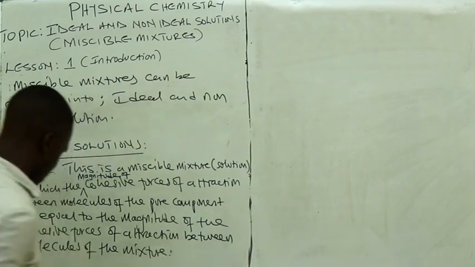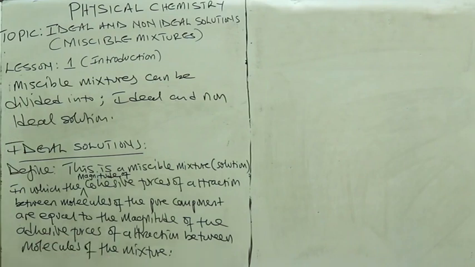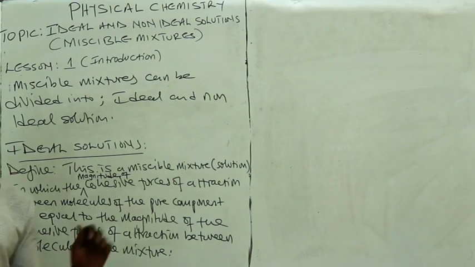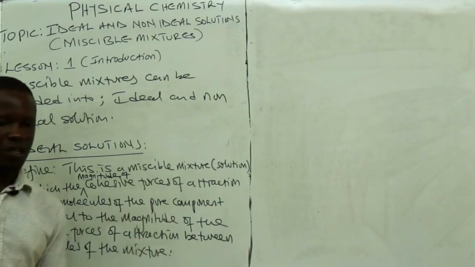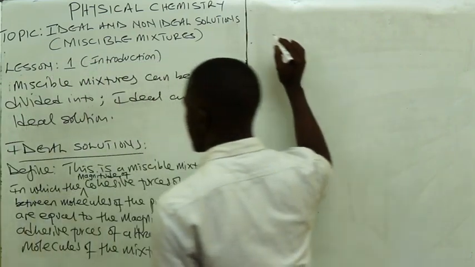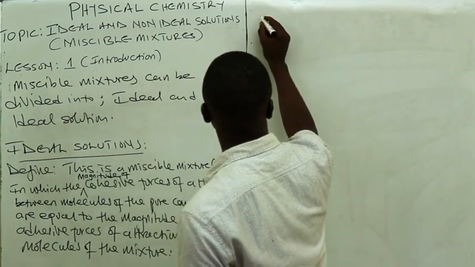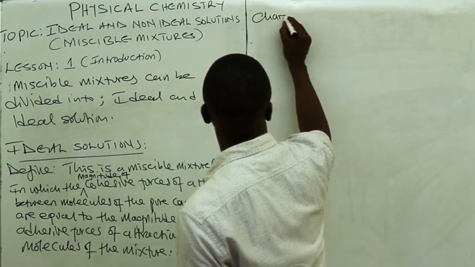So now, this is our definition of what we call the ideal solution. That is a miscible mixture in which the magnitude of the cohesive forces of attraction between molecules of the pure component are equal to the magnitude of the adhesive forces of attraction between molecules of the mixture. And thus such a solution will obey Raoult's law. That means we can briefly, before we look at the explanation of the term, look at what we call characteristics.